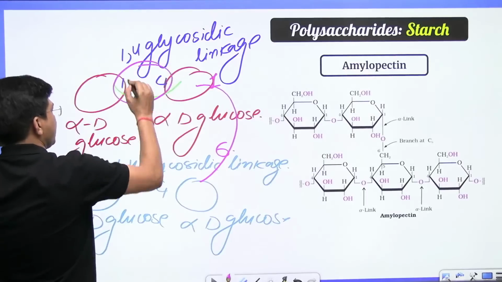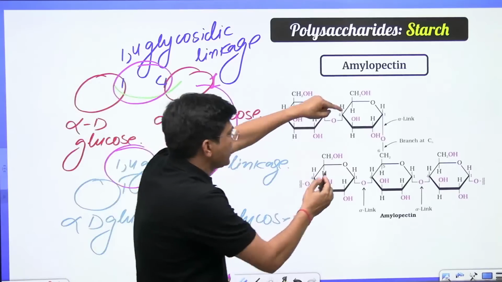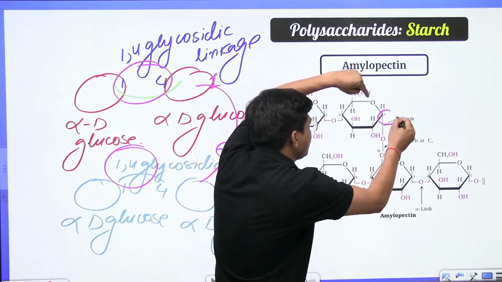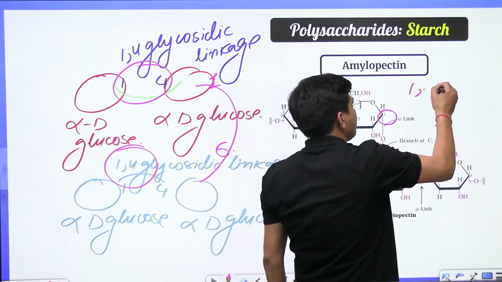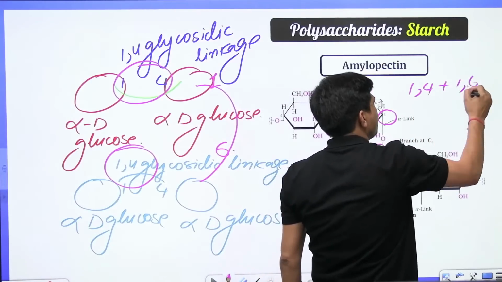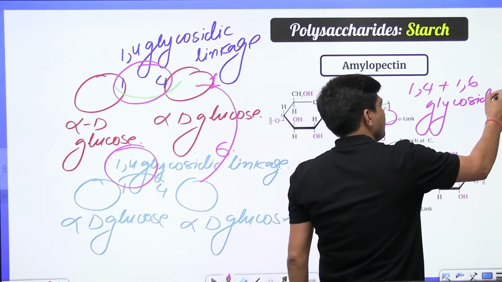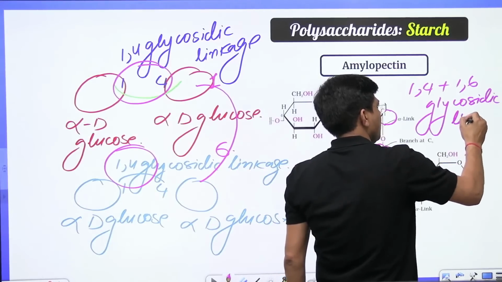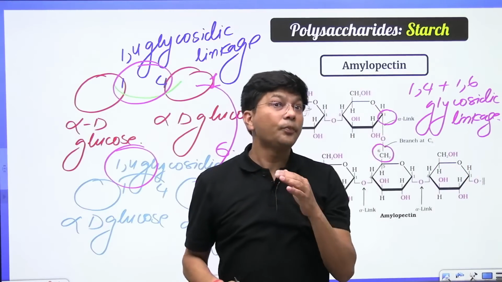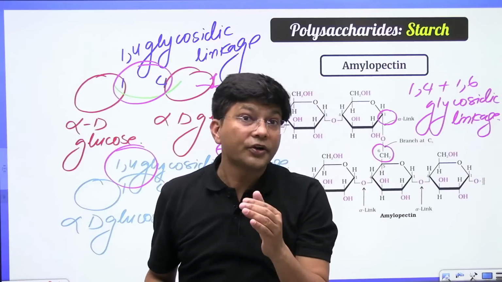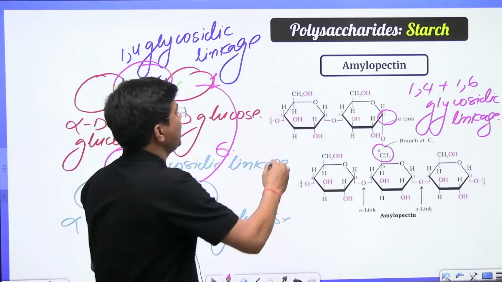Along with 1,4-glycosidic linkage, there is 1,6-glycosidic linkage. Just focus over here. 1,6-glycosidic linkage means 1,4 plus 1,6-glycosidic linkage, and that's why starch amylopectin is water insoluble.